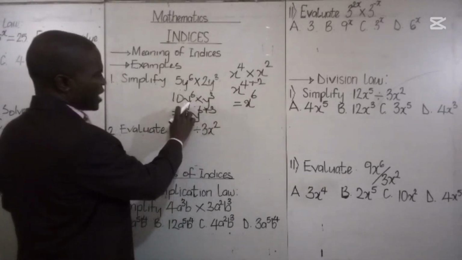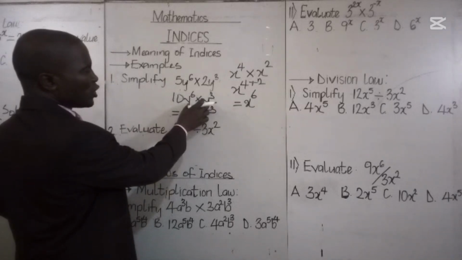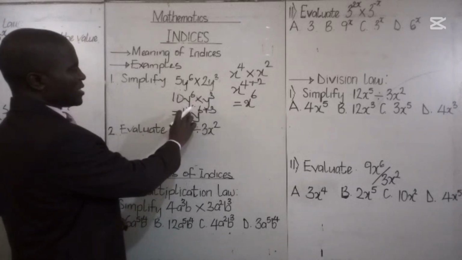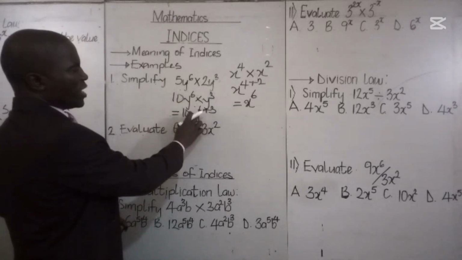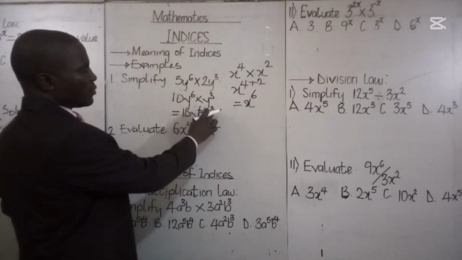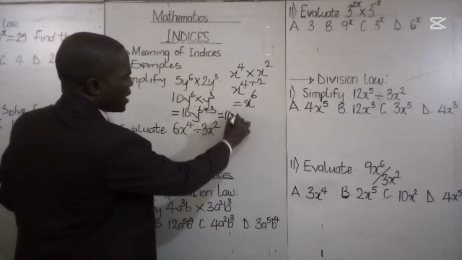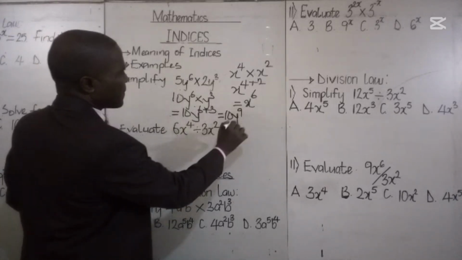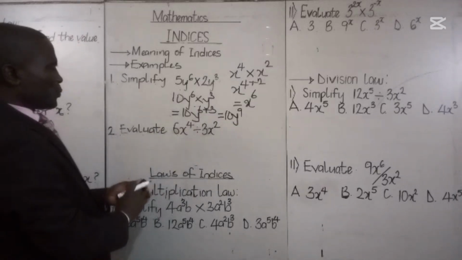That is to say, because this term and this term are similar to each other, we can adopt the concept of indices that says that multiplication can be changed to addition. So here we are going to have 10y raised to power 6 plus 3. The answer now becomes 10y raised to power of 9. So look at this one also, this example too.